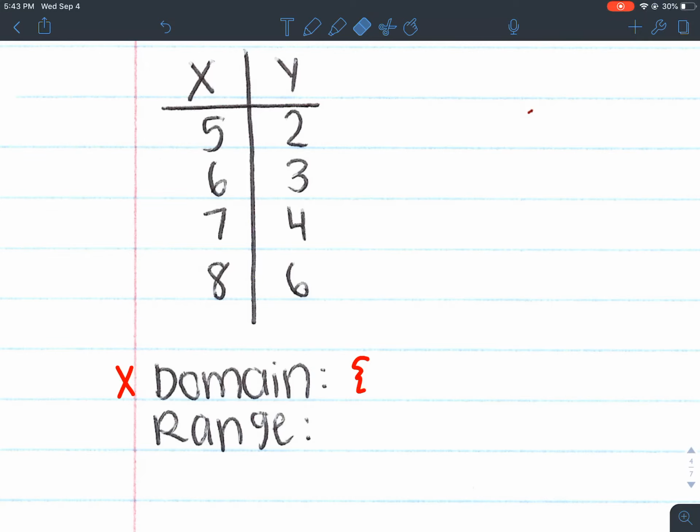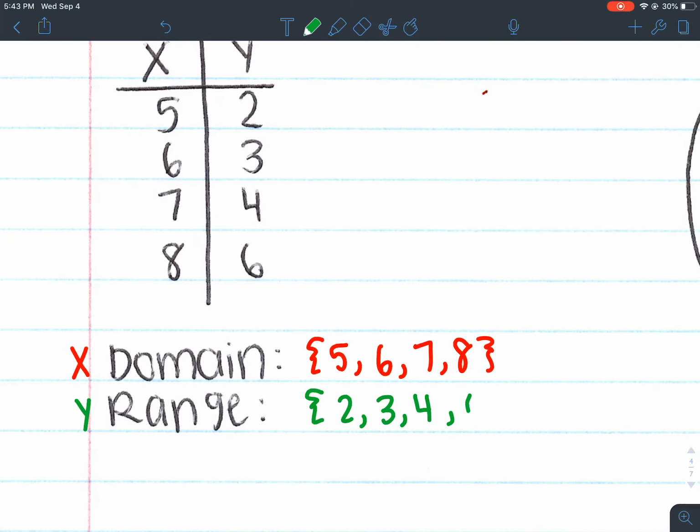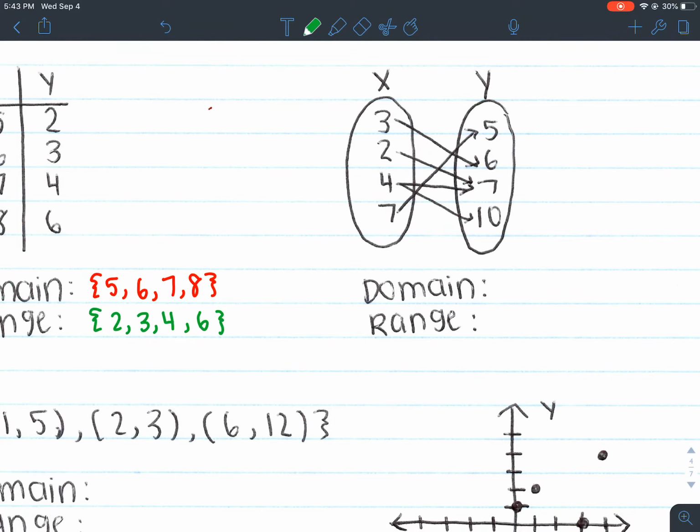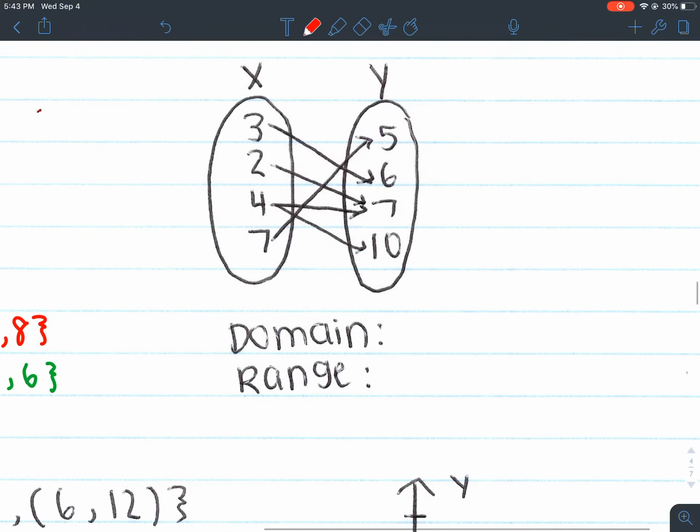All right, and we're just going to list all of our x values. So we have 5, 6, 7, and 8. Okay, and then range is going to be all of our possible y values, or all of the y values we have, which are 2, 3, 4, and 6. And that's literally it.